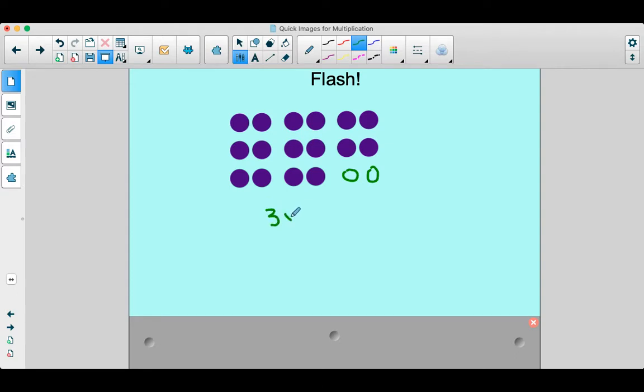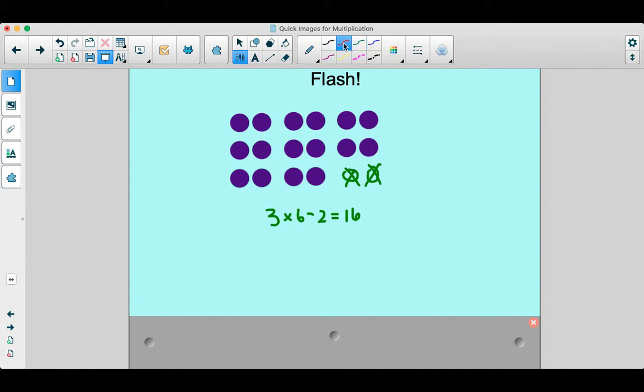3 groups of 6, which we already know is 18 from the last one, but minus 2 dots. So that would equal 16. So we got to show these are coming off. They weren't actually there. All right, let's see.